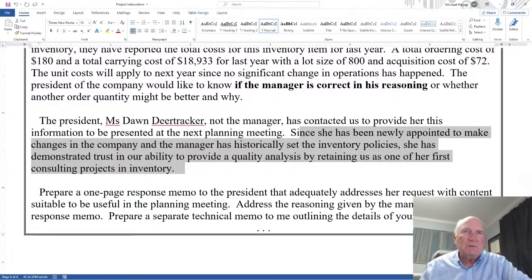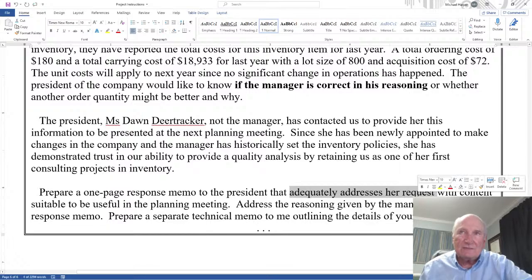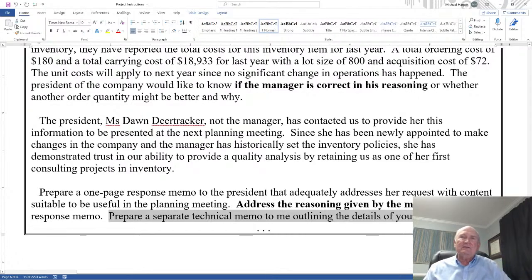Prepare a one-page response memo to the president. Now this is to the president of the company. It's not to me. It's not to the manager. It's to the president, that adequately addresses her request. Is the manager correct in his reasoning? With content suitable to be useful in the planning meeting. Address the reasoning given by the manager in your response memo, and prepare a separate technical memo to me outlining the details of your analysis, how you do the quantity discount.